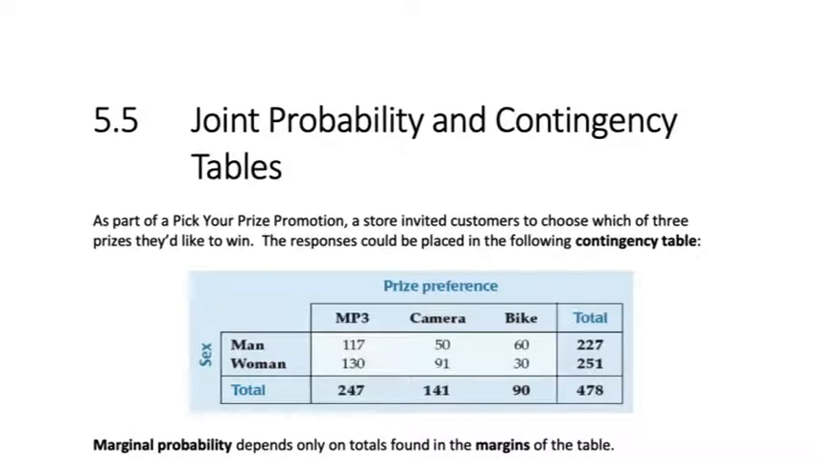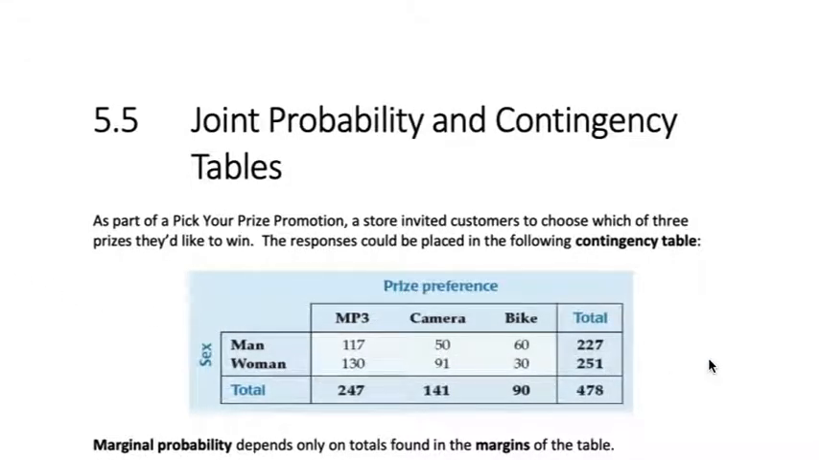In this video for section 5.5, we're going to look at joint probability and contingency tables. So we have an example here of a pick your prize promotion where a store is inviting customers to choose which of 3 prizes they'd like to win. And the choices are MP3, camera, and bike. And they also recorded for each respondent whether they were a man or a woman. And the results are in this table.